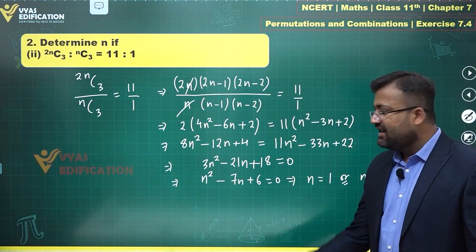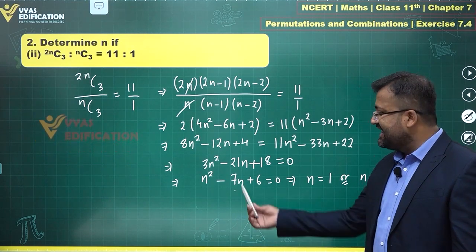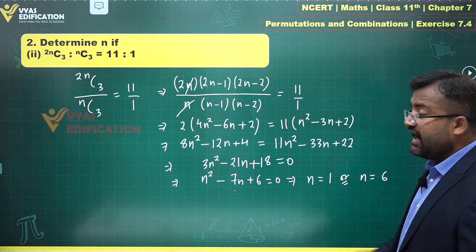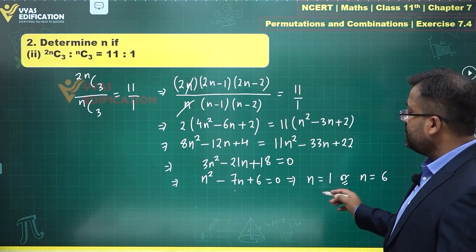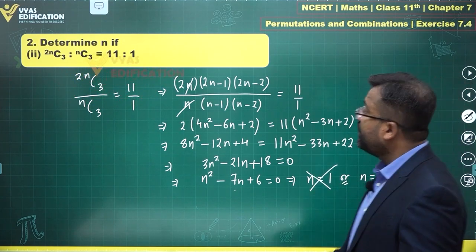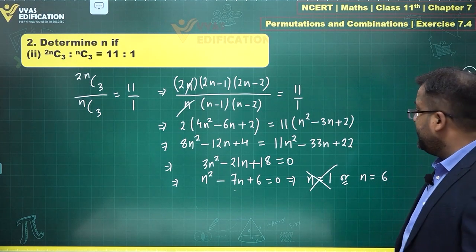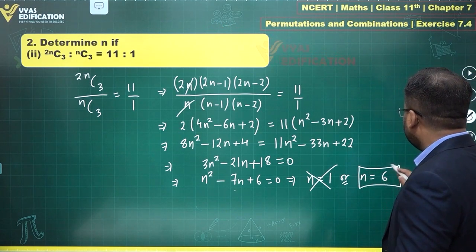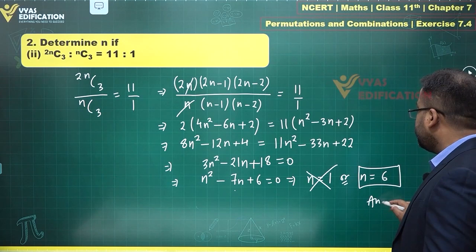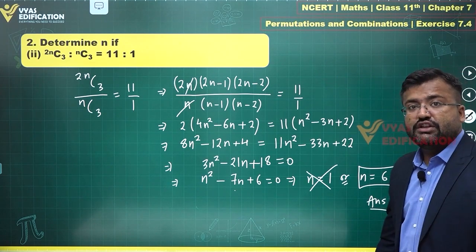Factoring the middle term as 6 and 1, this will give me n equals 1, and remember in the previous question we also rejected n equal to 1 because n should be at least 3. For defining nC3, n should be at least 3. So therefore the correct answer for this question is n equals 6. That's the correct answer for this question.